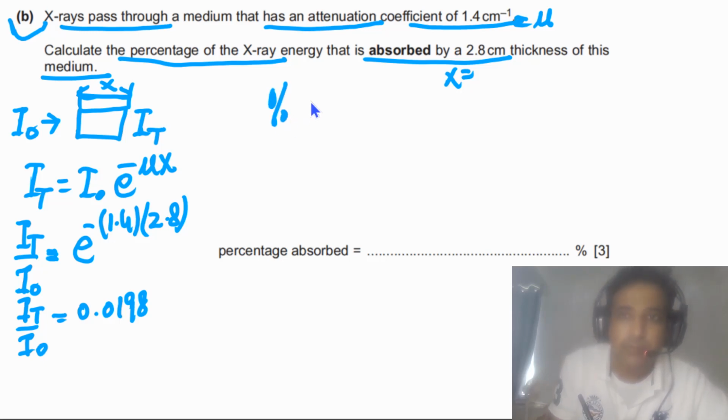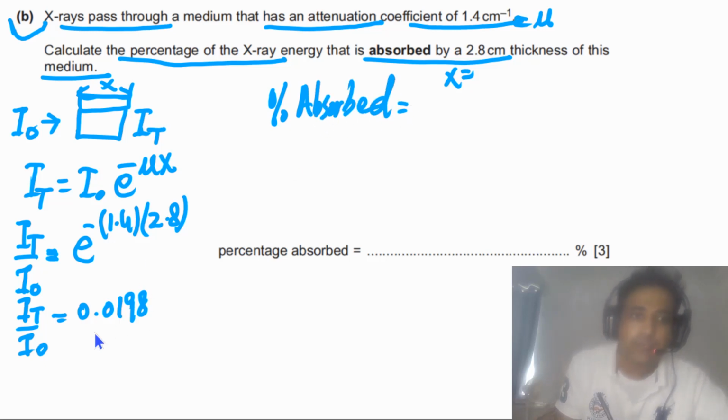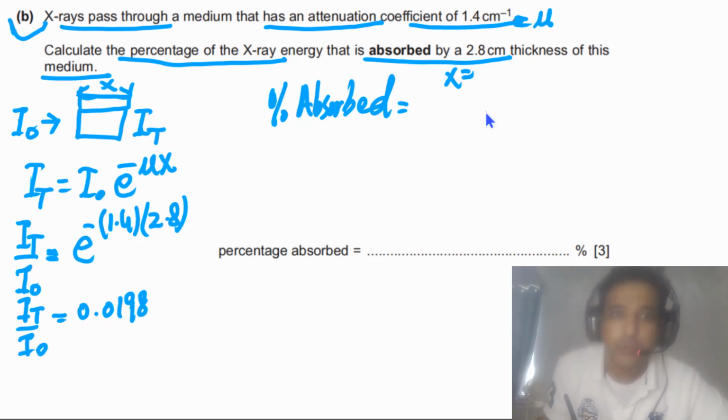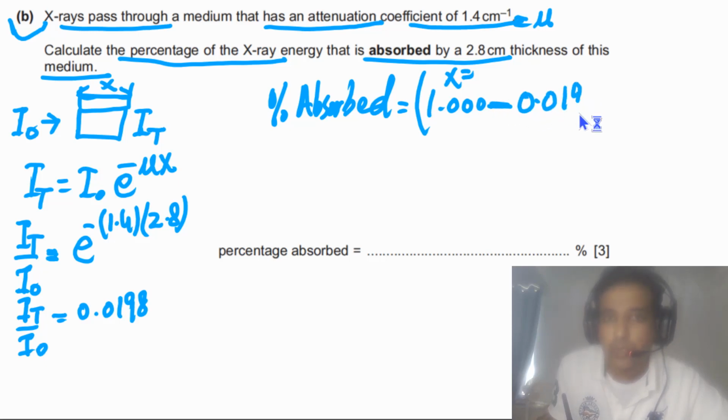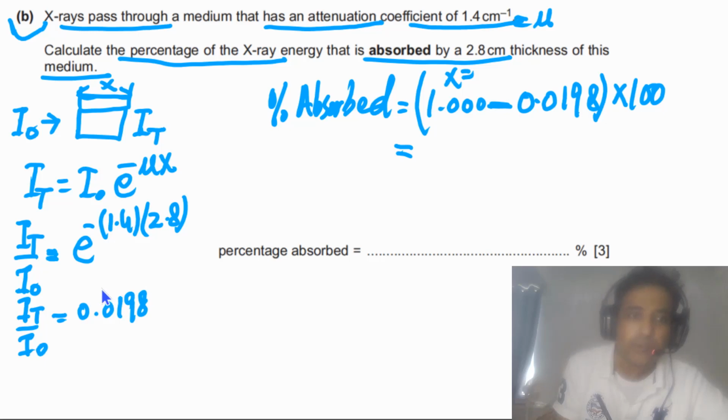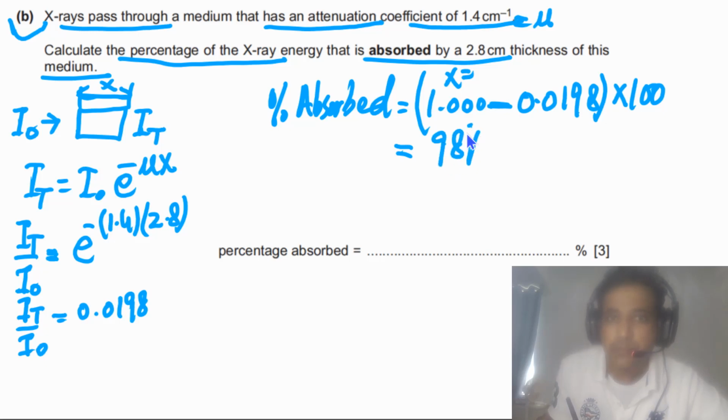So we have to calculate how much has been absorbed. This is the transmitted fraction and the rest has been absorbed, so in this case we take 1.00, which means the incident, minus the transmitted 0.0198. We need to convert this into a percentage, so we multiply by 100. This fraction is transmitted, so how much has been absorbed is 1 minus this fraction. That's the reason we have written 1 minus this fraction of incident intensity that has been transmitted. Now if we multiply this by 100, we will get 98%. So this is our final answer.